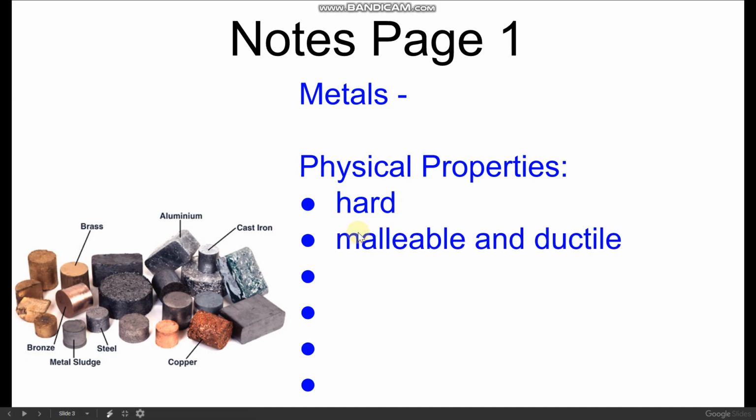Okay, second physical property, they're malleable and ductile. Remember, this means that they're easy to shape, right? So you can take a metal and you can shape it into pretty much any shape that you want, right? Think about copper, right? You could shape it into a sheet. You could shape it into a wire.